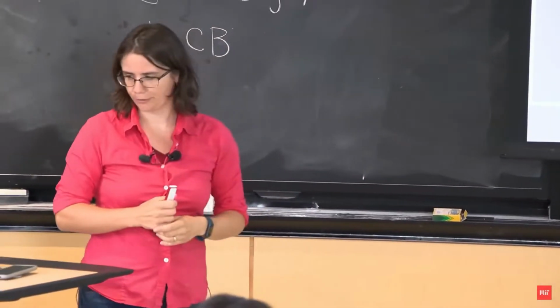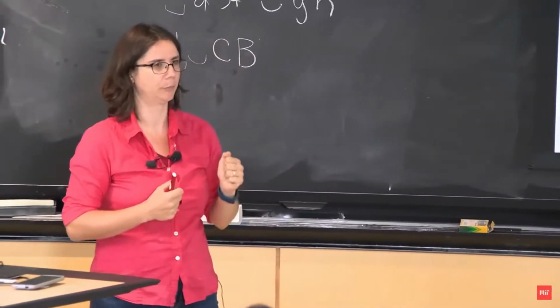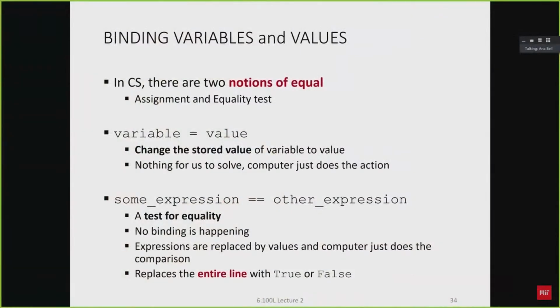Before we go on to showing you exactly how to do that, I'm going to talk about another notion of equal in programming. And this might be more the notion of equal you might be used to in math. So the first notion of equal is the one we've already seen. It's assignment. It's done with one equal sign. The value on the right-hand side is bound to the variable on the left-hand side, right? That we've known.